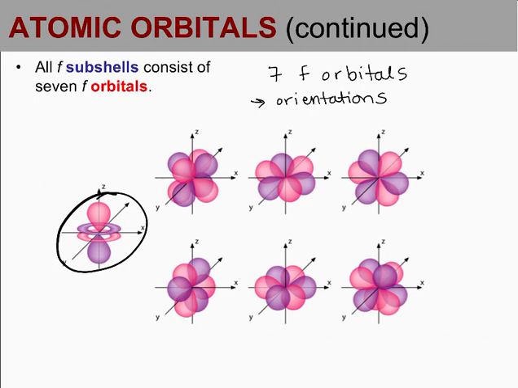Okay, so we'll end the lecture here. Just to summarize, we can locate where an electron is based on its shell, its subshell, and its atomic orbital. So next time we'll talk about how to actually determine where an electron is.